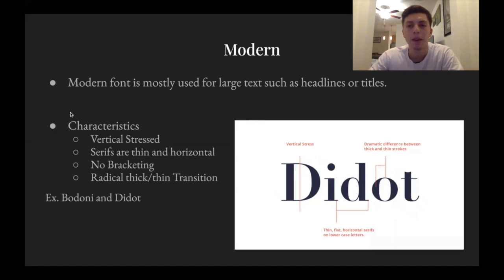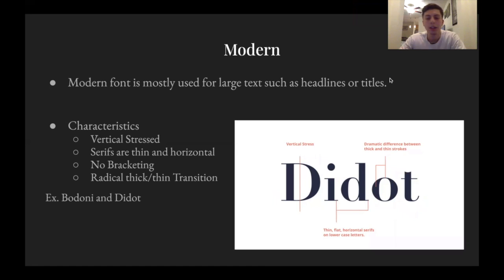Modern is used for more headlines, stuff like that. You really don't want to use modern when having to deal with the body text because it's very easy for the audience to get lost and really not want to read along anymore. Some of the characteristics for the modern text is vertical stress. As I stated earlier, the old style had a diagonal stress. This one's vertical, as you can see right here. It goes straight up and down through the thinnest points of the lettering.